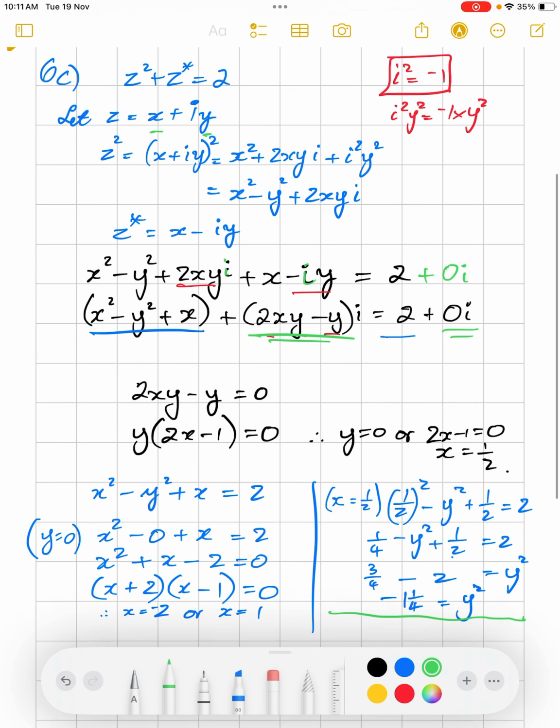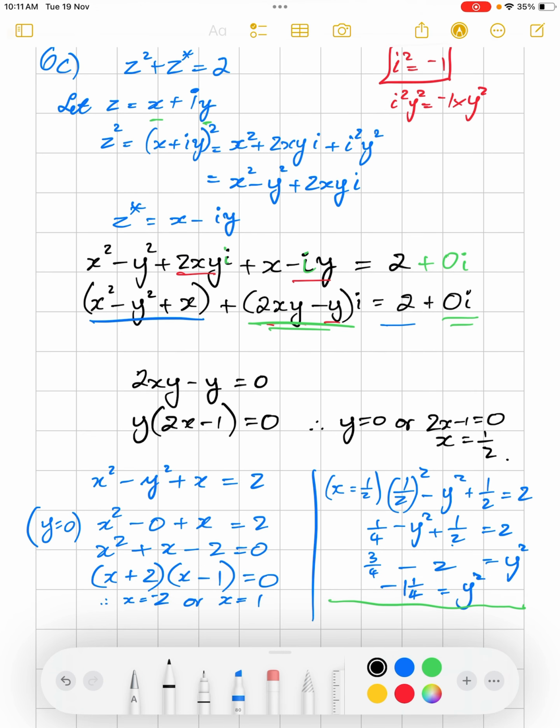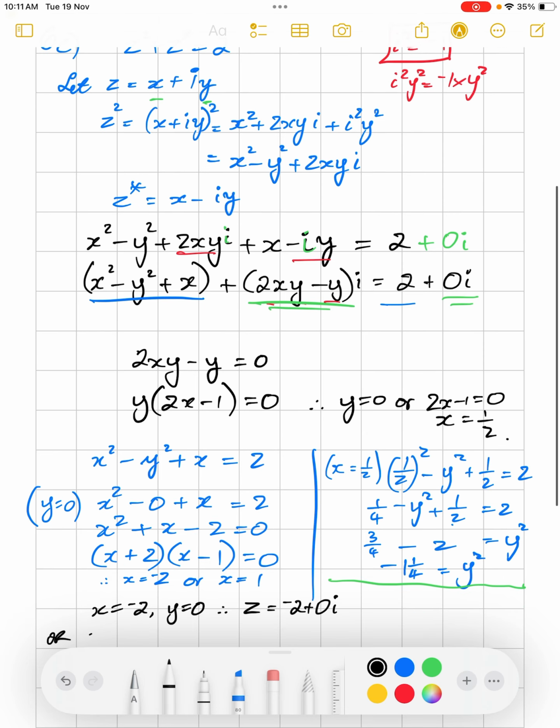So our solution is finished. We've only got two solutions. Therefore x could be -2 and y could be 0, so we're dealing with -2 plus 0i, or x could be 1 and y could be 0, so we're dealing with 1 plus 0i, and there are our two solutions.